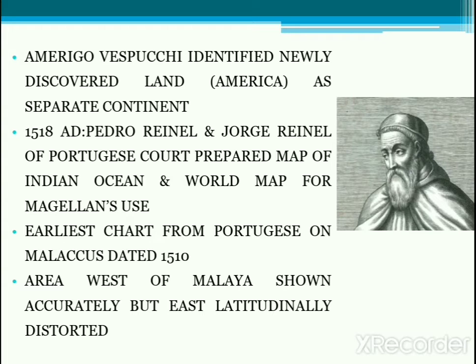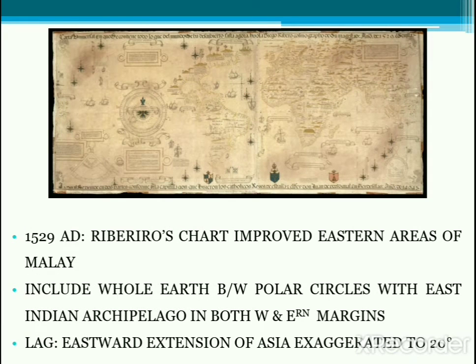In these charts, the area west of Malaya is shown accurately, whereas the eastern parts are latitudinally distorted. Further improvements in the eastern areas of Malaya were made in the Ribeiro chart, which was published in 1529. This map also included the whole earth or the globe between the polar circles, with the East Indian archipelago appearing in both western and eastern margins. However, the eastern extension of Asia was still exaggerated by about 20 degrees.